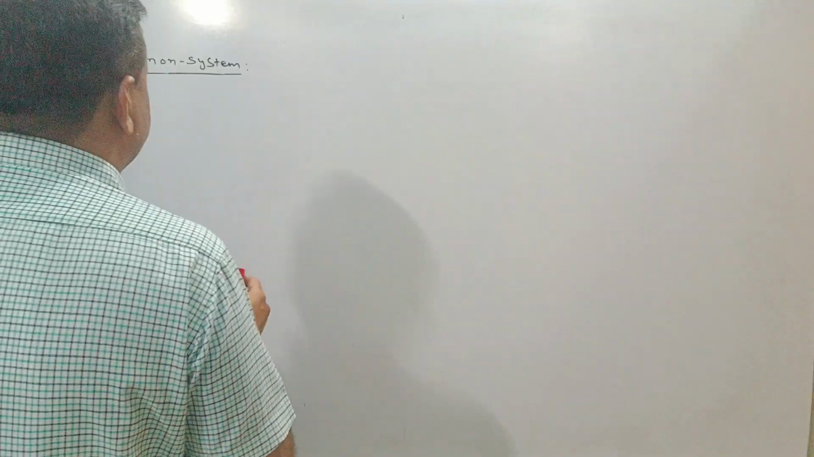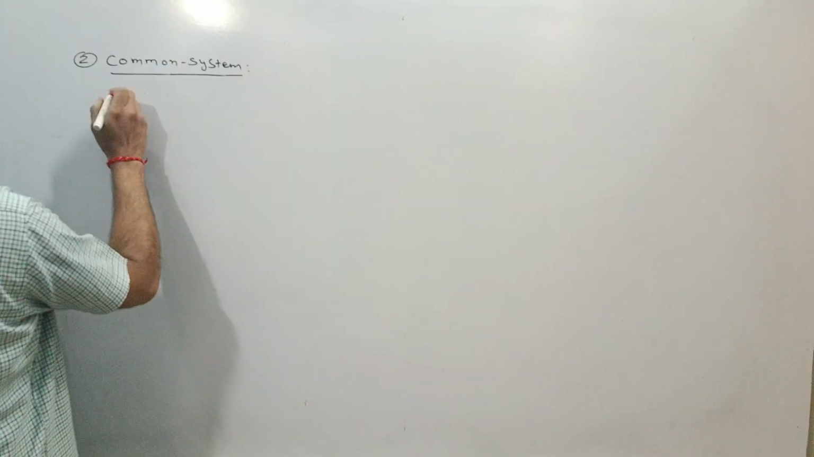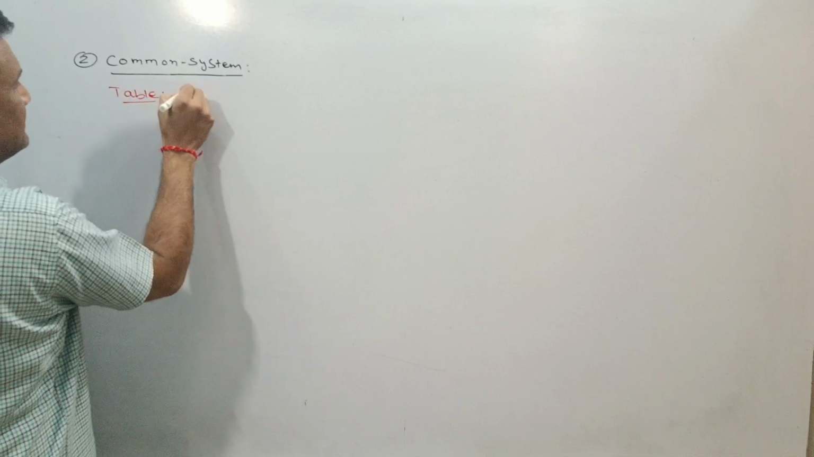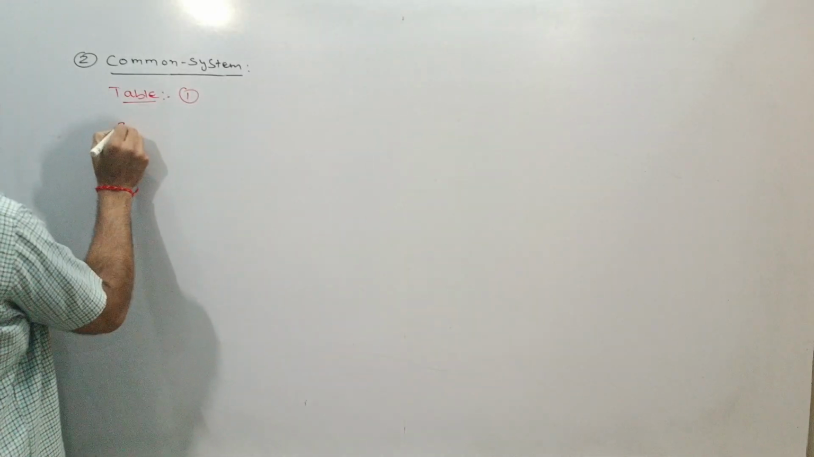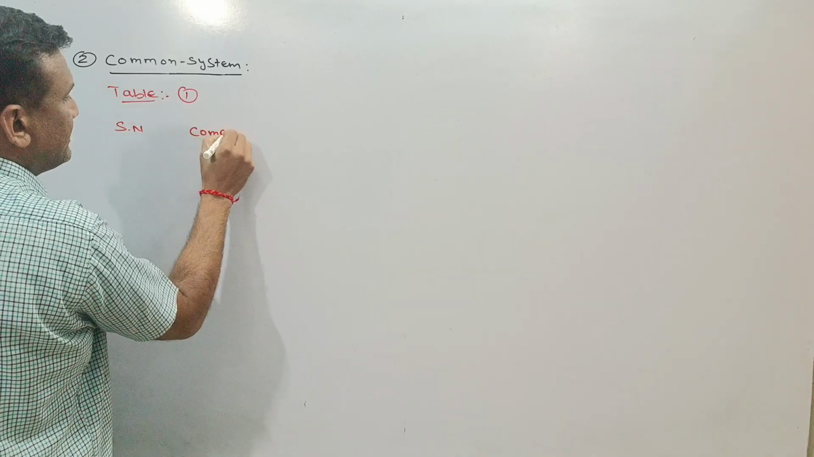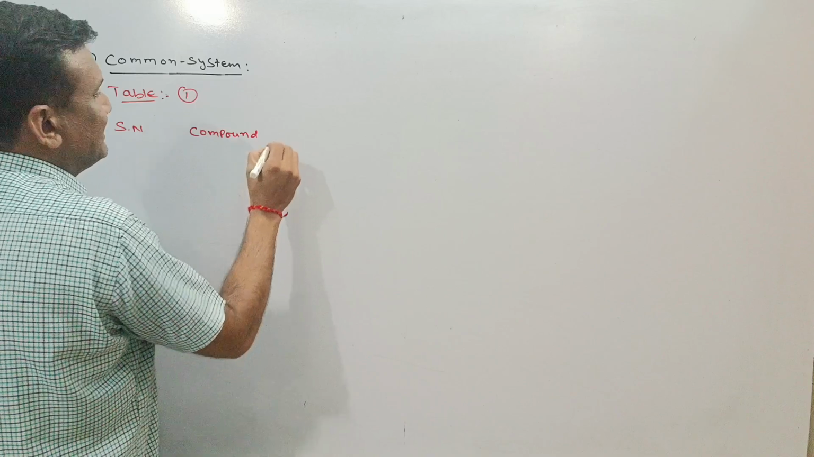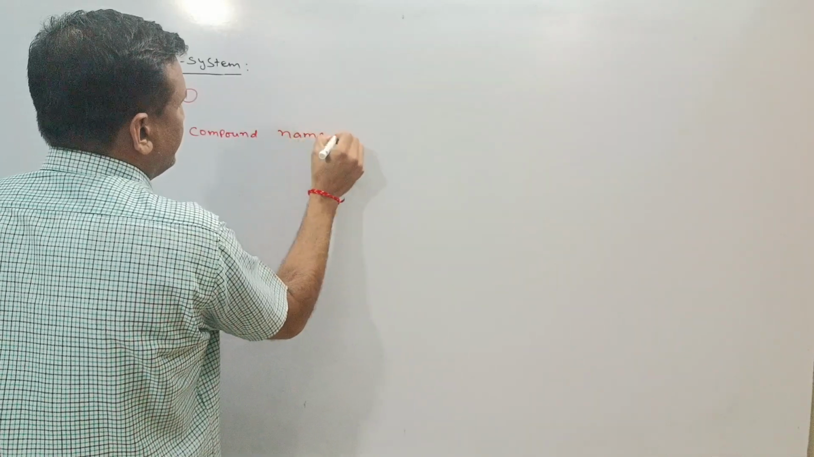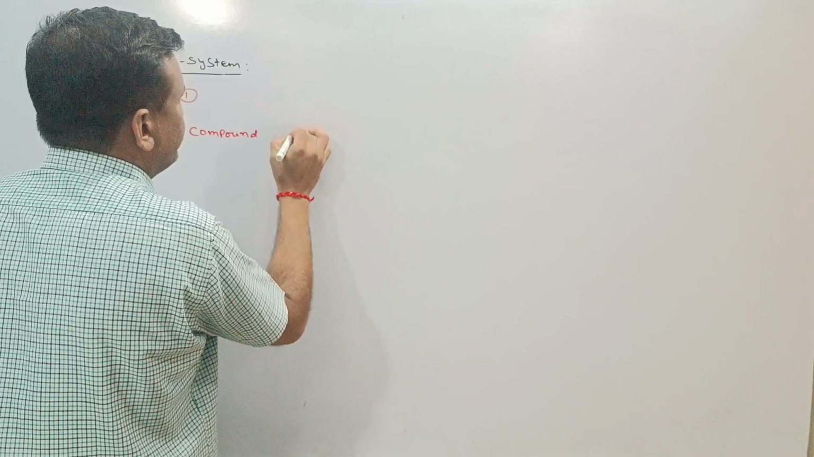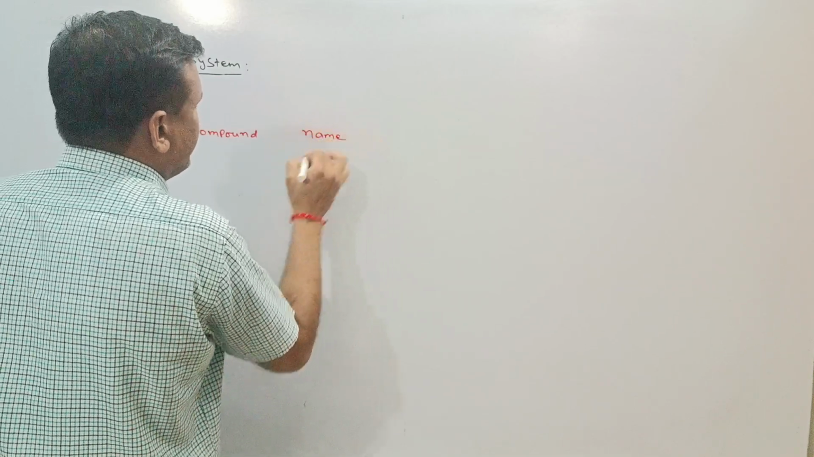So first of all I will go with the common system as a chart first, or you can say table first. This is the first table. If we go with the first table, then there are the following columns. This is the serial number. This is the compound, and you can say the name of compound. We'll go further also.